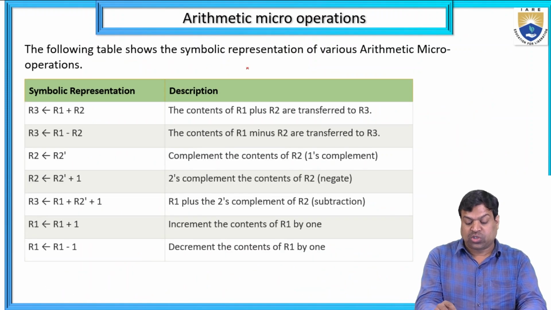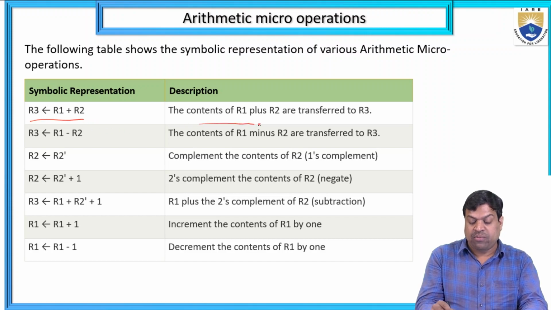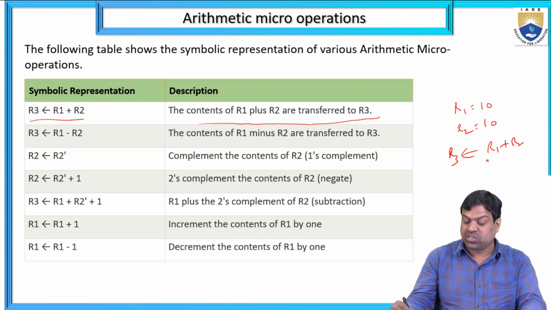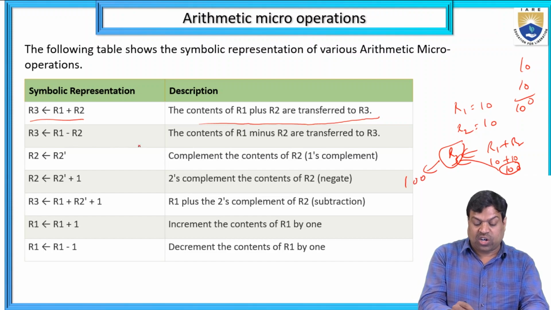The following table shows the symbolic representation of various arithmetic micro operations. First one I am taking, R1 plus R2 tends to R3. That means the contents of R1 plus R2 are transferred to R3. Suppose R1 equal to 1 0, R2 equal to 1 0. So R1 plus R2 means 1 0 plus 1 0. What is the resultant value? Already we know that it is 100. So this result 100 is transferred to R3. What is the R3 value now? 100.